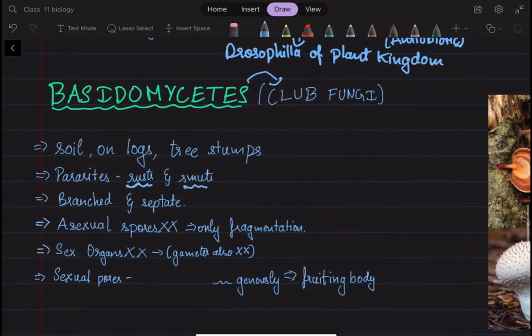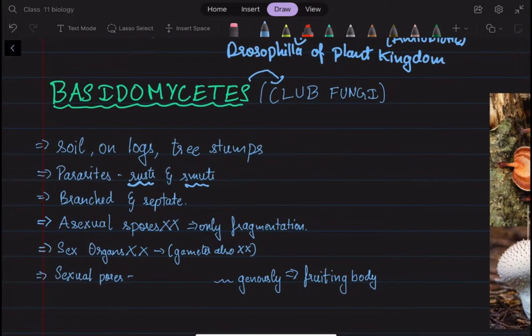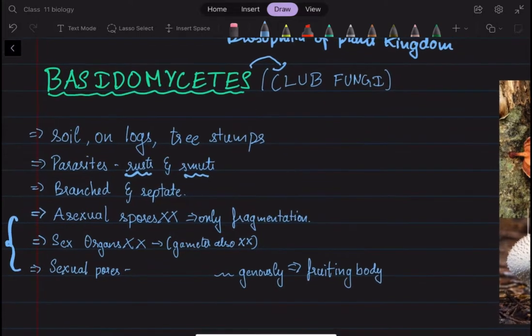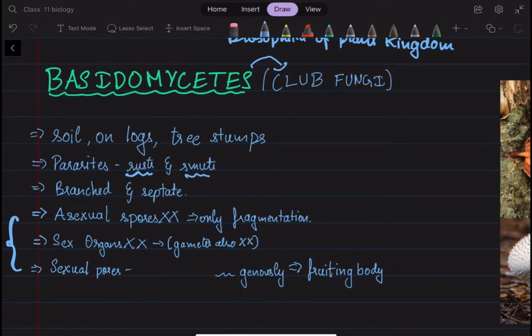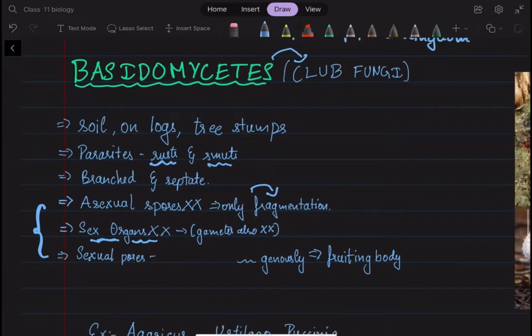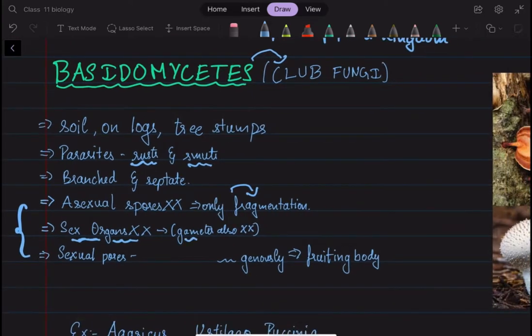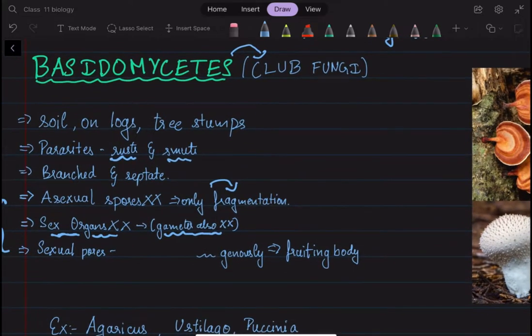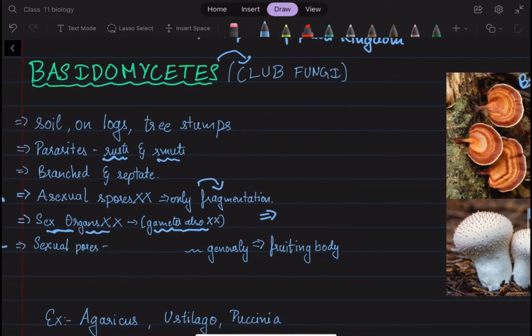An important point about basidiomycetes is that they do not have asexual spores. So the only way of asexual reproduction in them is through fragmentation. They also do not have sex organs. Does that mean they do not have sexual reproduction? No, they do have sexual reproduction, just that they do not have sex organs and hence they cannot even produce gametes. So if they can't produce gametes, how is the zygote going to be formed? Here zygote formation is not direct.